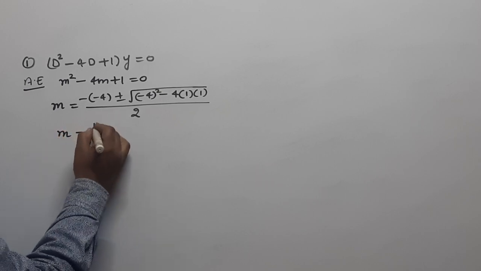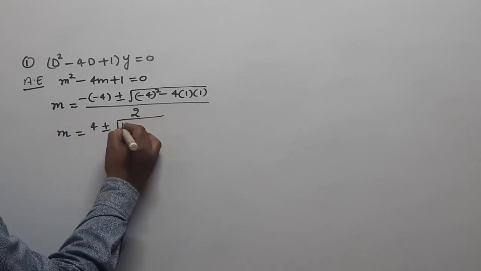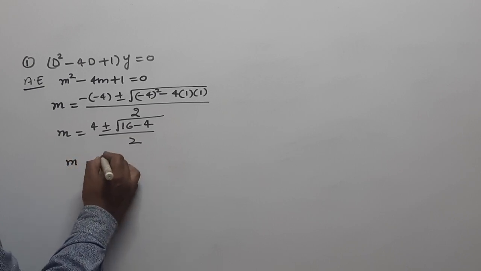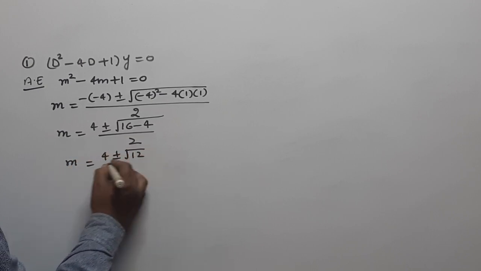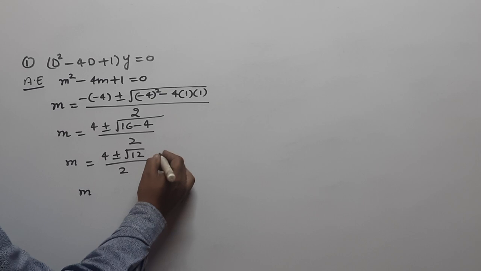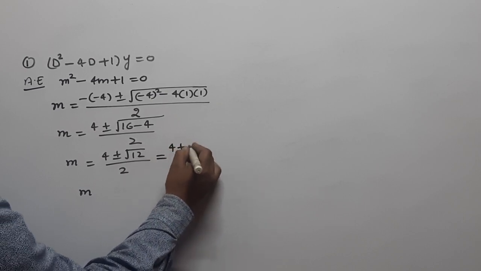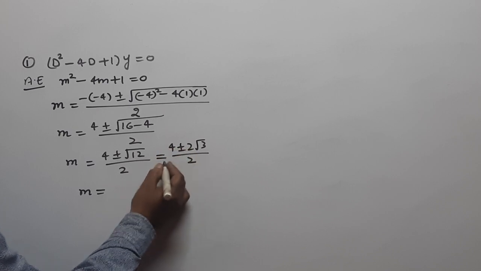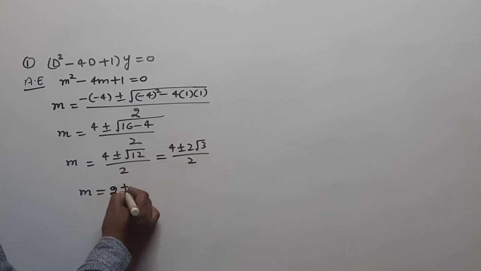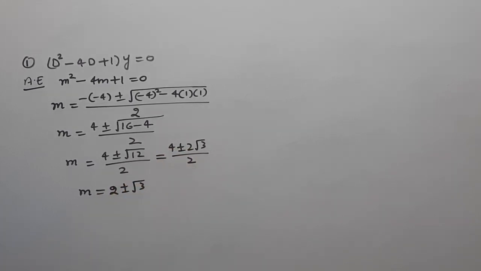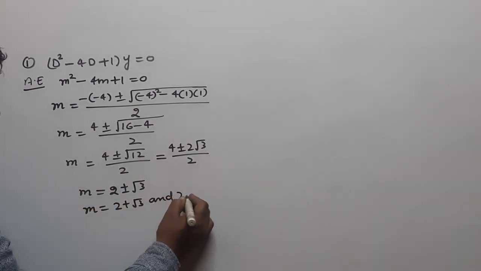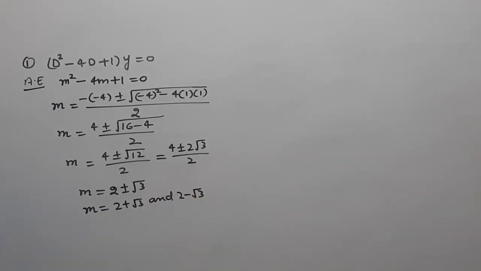So m is equal to 4 plus or minus the square root of 16 minus 4, divided by 2. So m is equal to 4 plus or minus root 12 divided by 2. So this is equal to 4 plus or minus 2 root 3 upon 2. Taking 2 common, 2 is cancelled out, so this becomes 2 plus or minus root 3. Here the roots of m are 2 plus root 3 and 2 minus root 3.